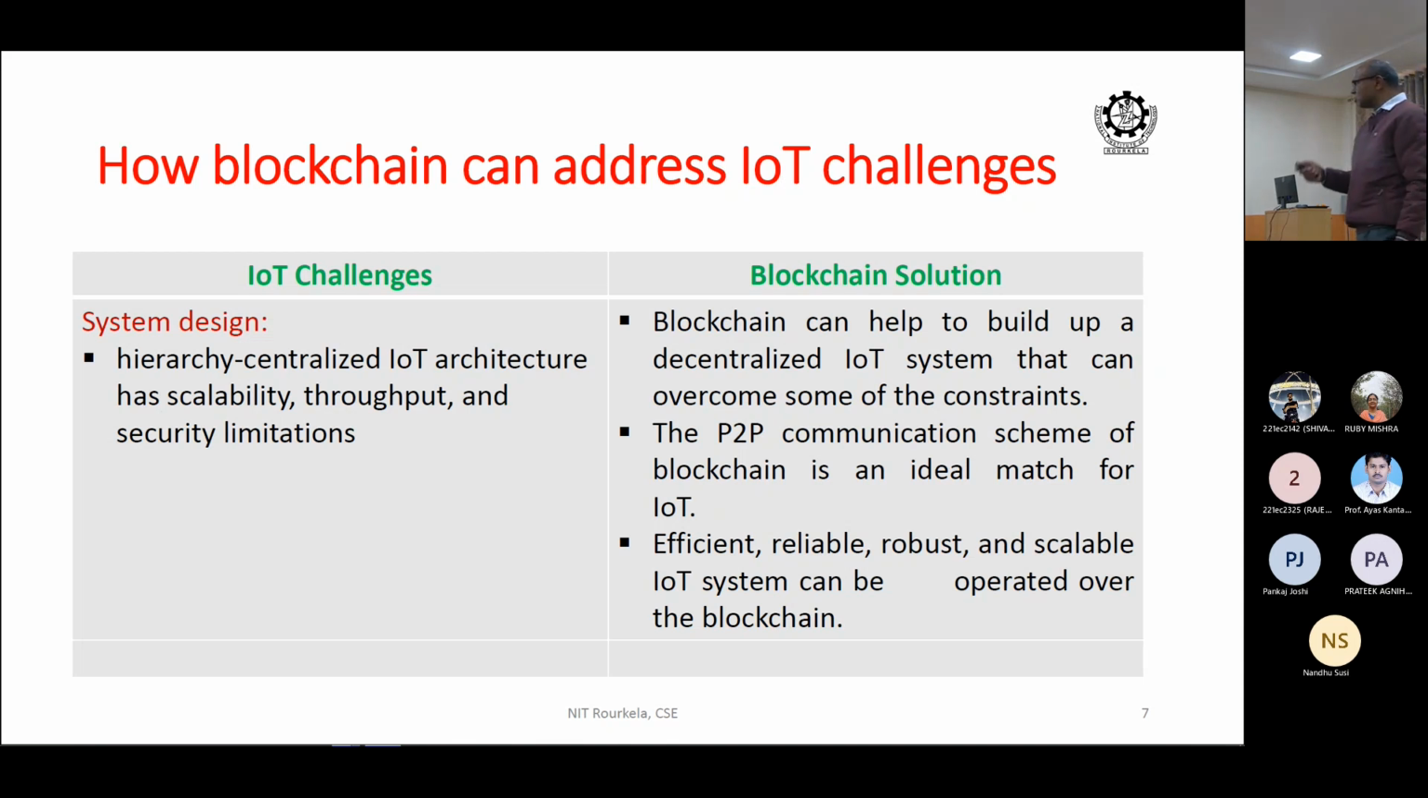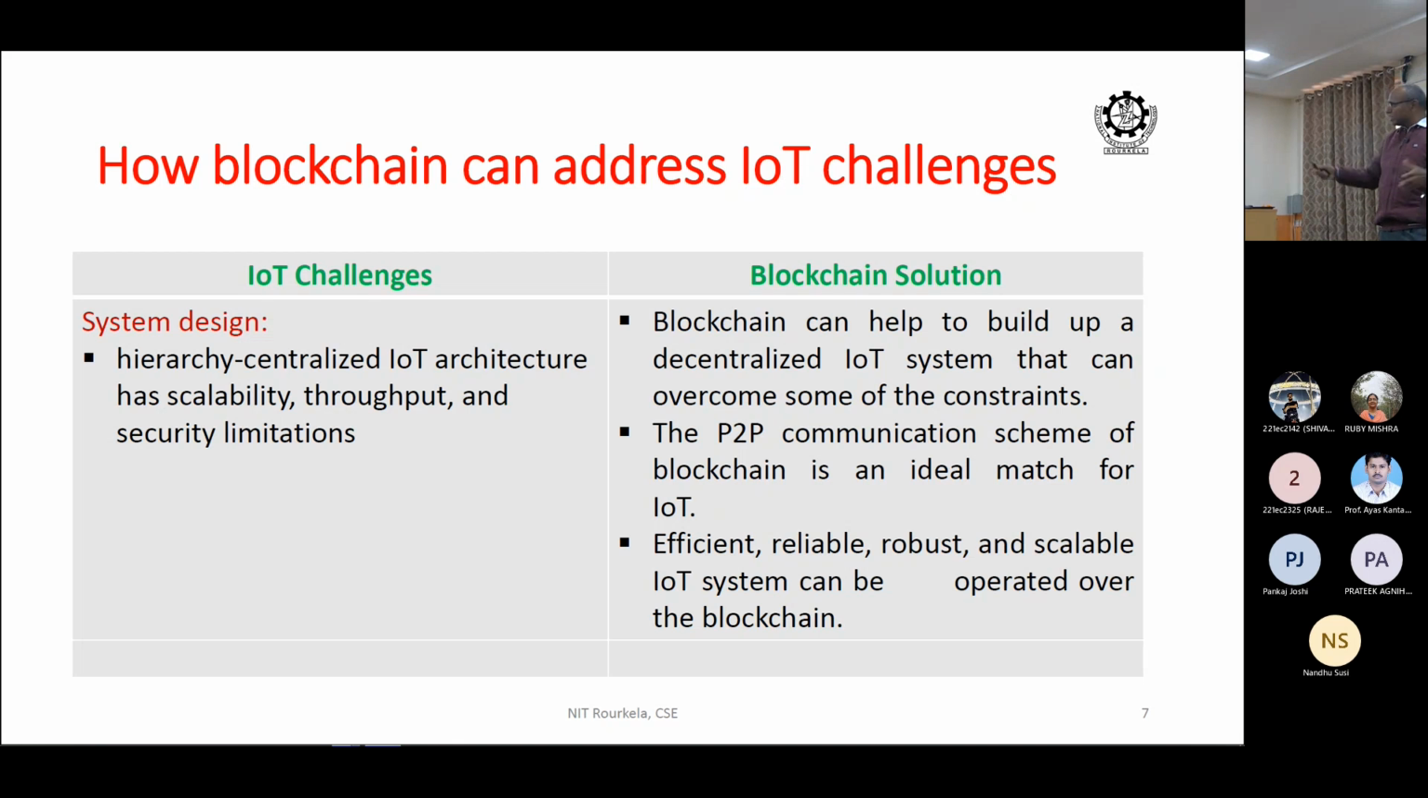Let's look at system design. Traditionally, the architecture is mostly a centralized architecture. It's a highly centralized IoT architecture, and it has a problem. Any centralized mechanism has a sort of problem. Scalability is an issue. Throughput is an issue. Security is itself an issue. It's a central server, so all the throughput depends upon how much bandwidth we have. So it's an issue. Now, how can it be overcome?